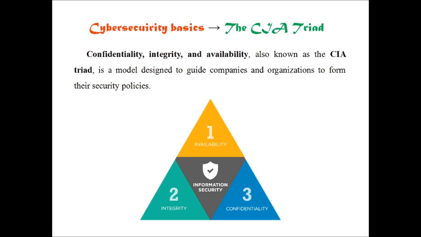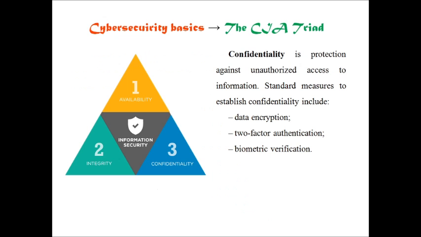One of the cybersecurity features is the CIA triad: confidentiality, integrity, and availability. Also known as the CIA triad, it is a model designed to guide companies and organizations to form their security policies. Confidentiality is a protection against unauthorized access to information. Standard measures to establish confidentiality include data encryption, two-factor authentication, and biometric verification.